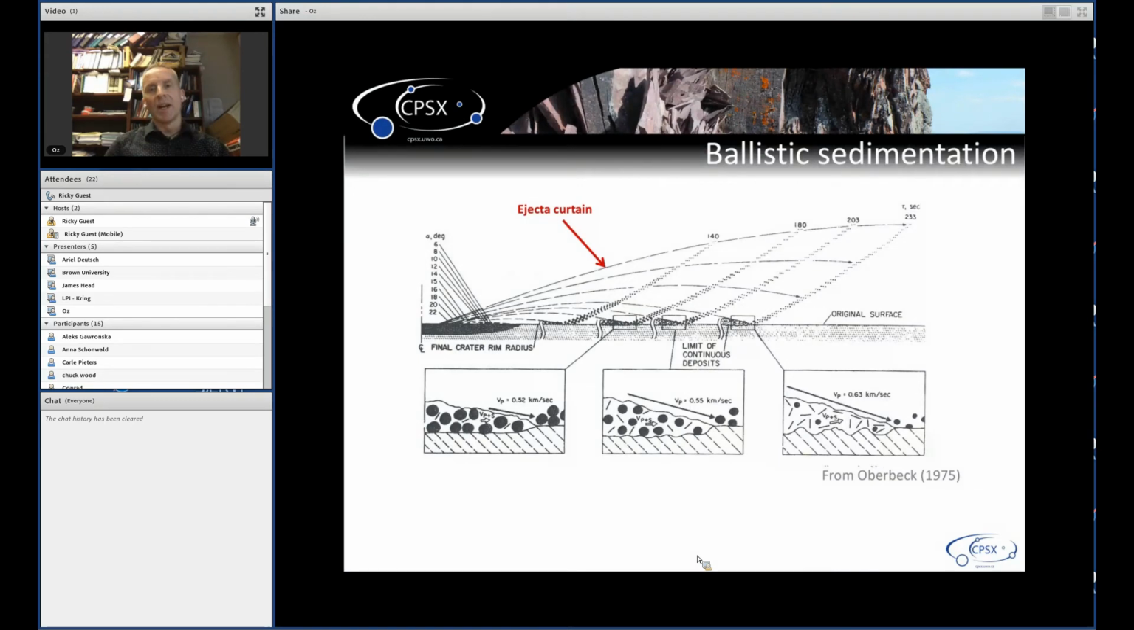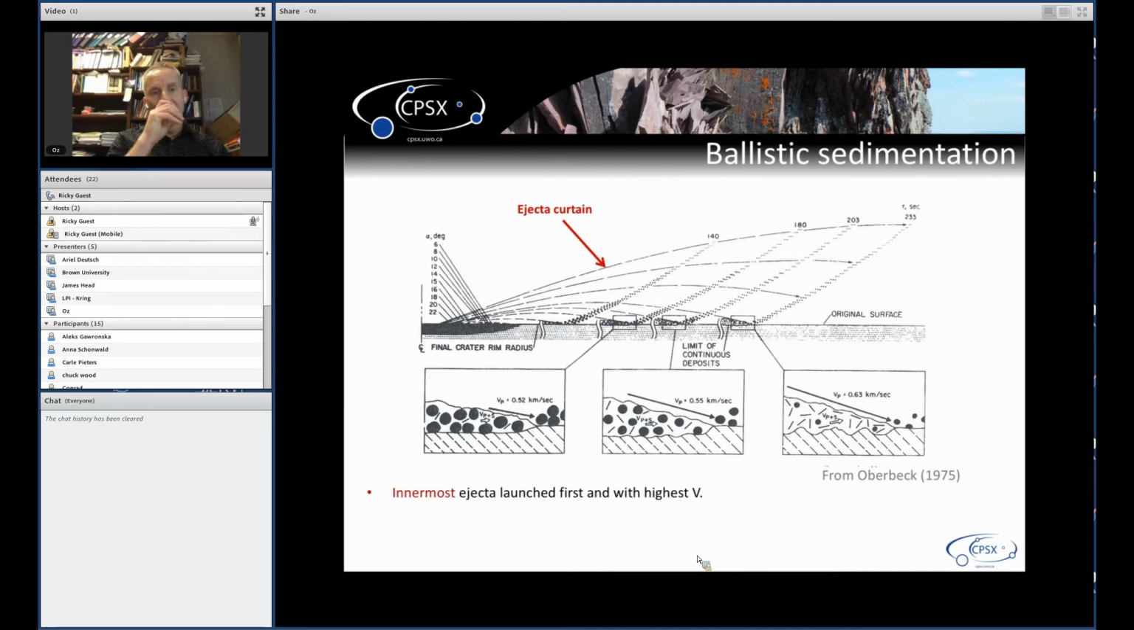Well, for this, you need to come back to a famous, groundbreaking paper by Verne Oberbeck, who sadly passed away earlier this year, who coined the term ballistic sedimentation. I think this is one of those major discoveries that has stood the test of time. This idea of ballistic sedimentation and radial flow really does beautifully describe the emplacement of ballistic ejecta deposits, not just on the moon, but throughout the solar system.